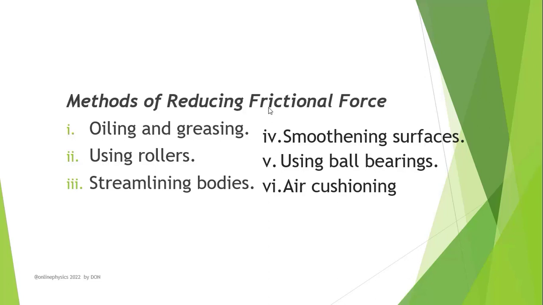So what are some of the methods of reducing frictional force? Usually, we've seen in our family setups, when we use the wheelbarrow, we add oil or some grease there so that we can reduce the friction. There is also another way, using rollers. Then if we are talking about fluids, that is the liquids and gases, we can introduce streamlining of the bodies. Then we have smoothening the surfaces that are involved. We can also use ball bearings and air cushioning. Those are some of the methods of reducing frictional force.